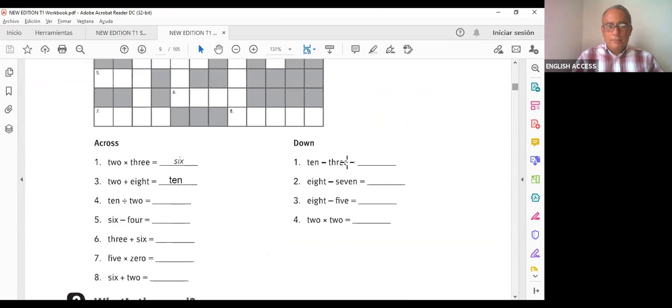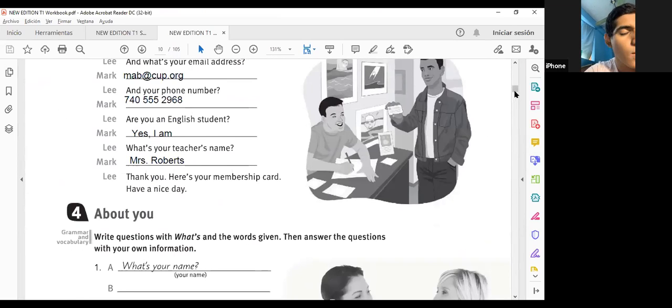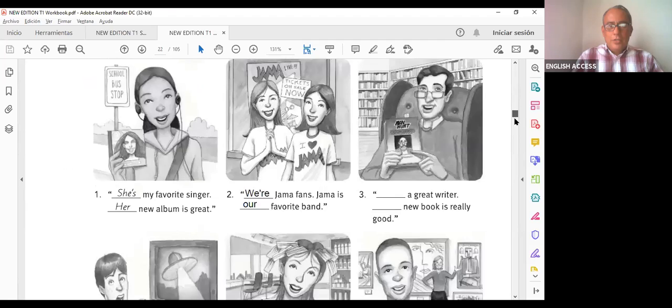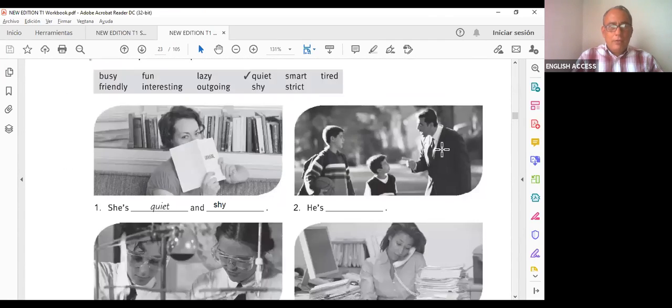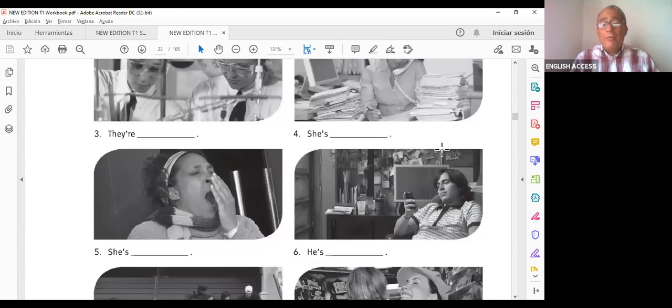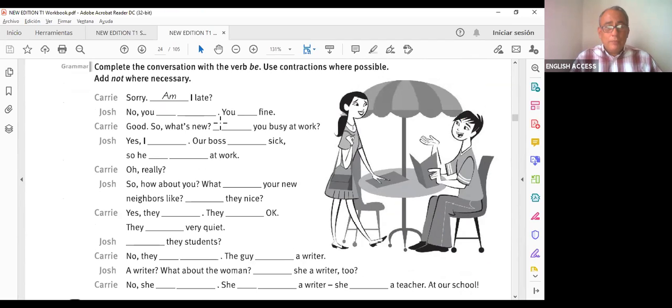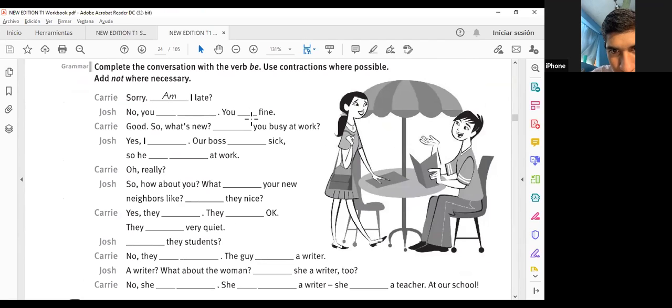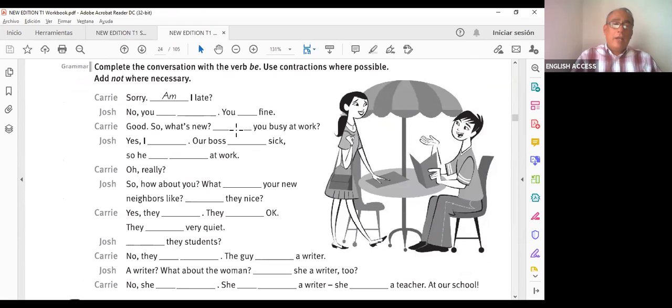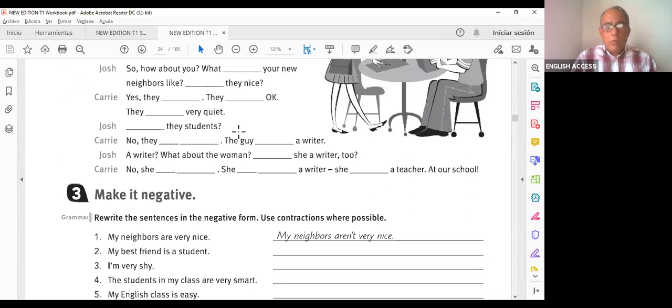Here in the workbook, can you see the workbook? ¿Pueden ver el workbook? Yes, teacher. Okay. So we are in lesson unit number 3. Here, describing personality. We did this exercise yesterday. Here, you need to complete the conversation using the verb be and use contractions where possible. For example, sorry, am I late? No. What is the correct answer here? No, you are not. You're not. You are fine. And you complete the questions, please.